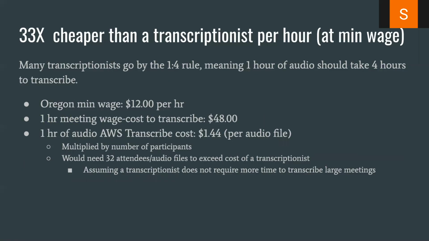Our system is also significantly cheaper than having to pay for a person to transcribe these audio files. The Oregon minimum wage is $12 per hour. That is going into effect July 1st, so it is currently not there. So a 1 hour meeting at minimum wage cost would be $48. Well, ours is $1.44 per audio file. So you need 32 attendees in a meeting for it to exceed that limit.